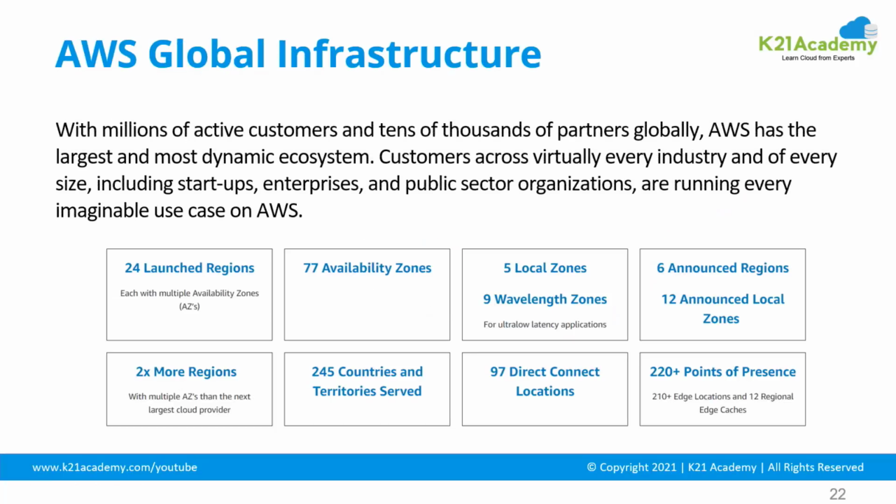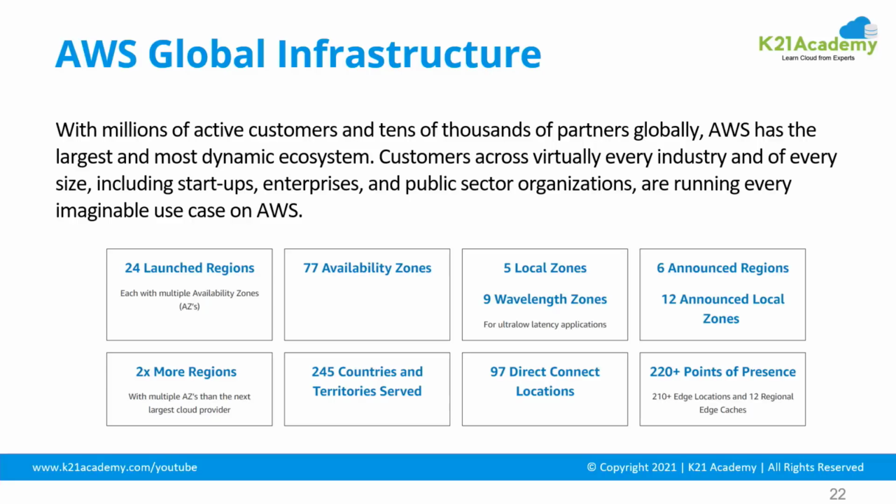So as I said earlier, in the AWS Global Infrastructure there are 24 regions right now. And by the time you might be listening, there might be more, so AWS keeps adding on. There are 77 availability zones, and 245 countries and territories are being served by AWS.